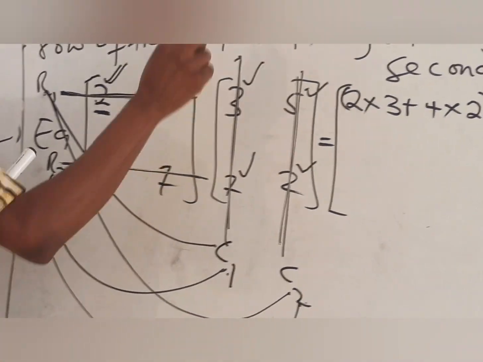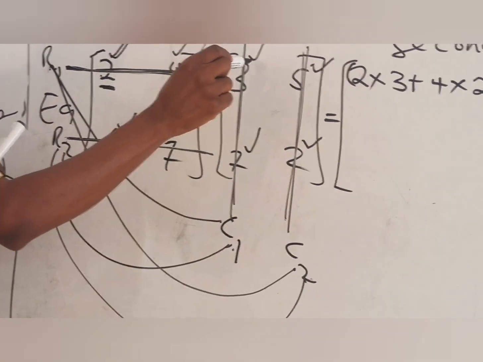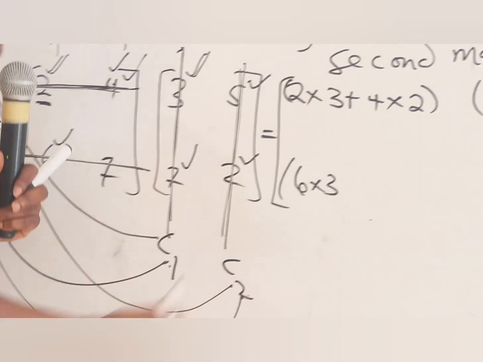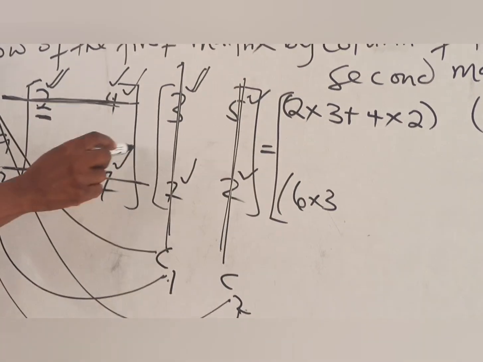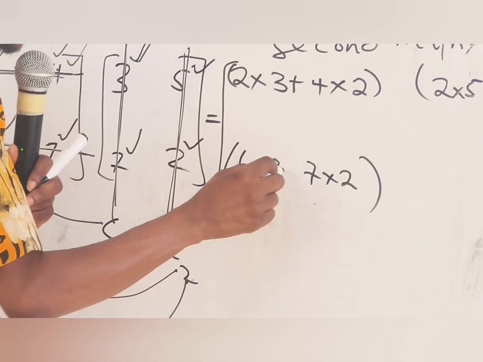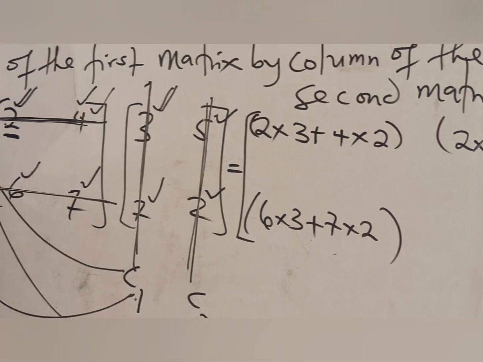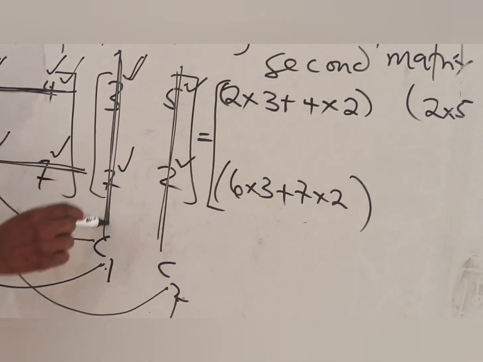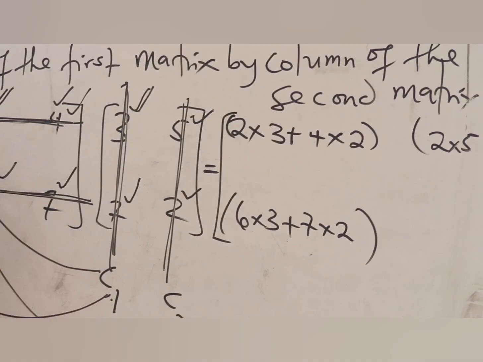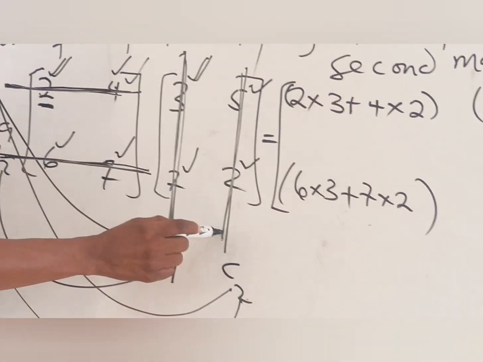And multiply by the first column. So row 2, our first number here is 6, and the first here is what? 3. So multiply 6 by what? 3. The second is 7, the second is 2. So multiply 7 by what? 2. After that, we sum them. Then, we have just multiplied row 2 by column 1. You have to multiply row 2 again by what? Column 2.